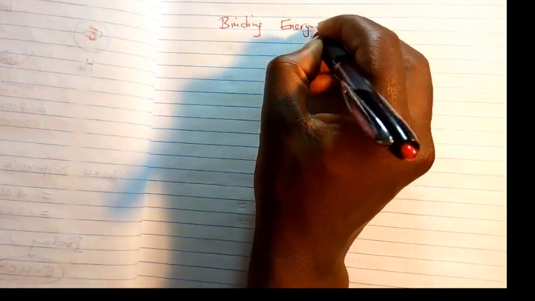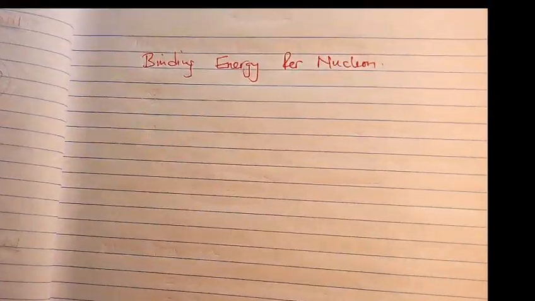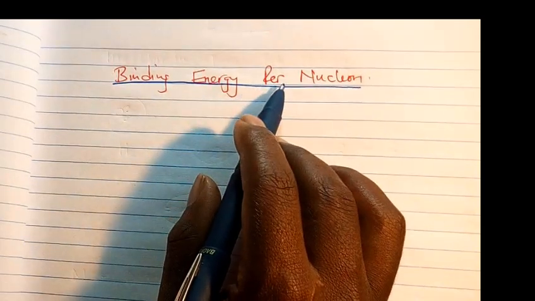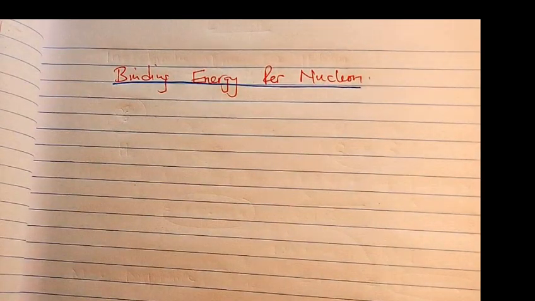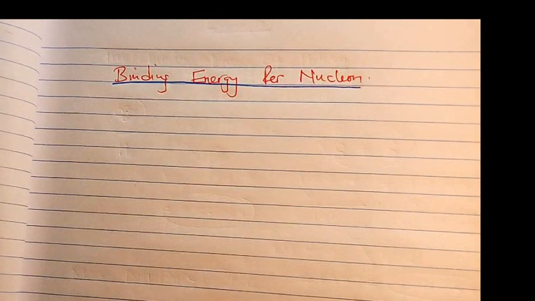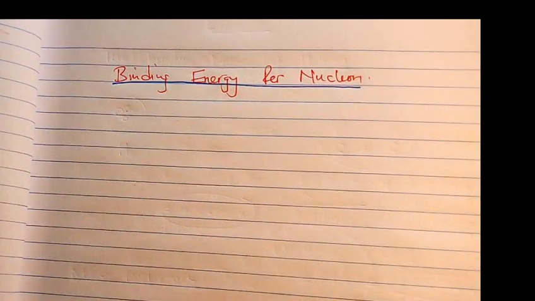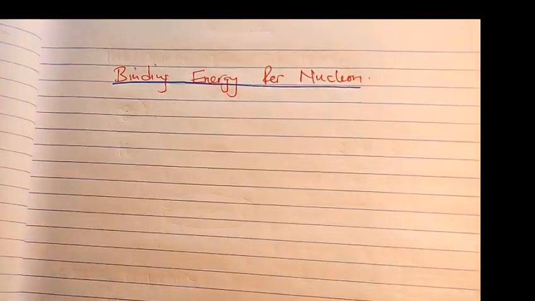Binding energy per nucleon. As we said, binding energy means the energy that binds together the nucleons within the nucleus of an atom. If we want to know it per nucleon, then we need to know how many nucleons there are, and then we divide the total amount of energy by the number of nucleons.